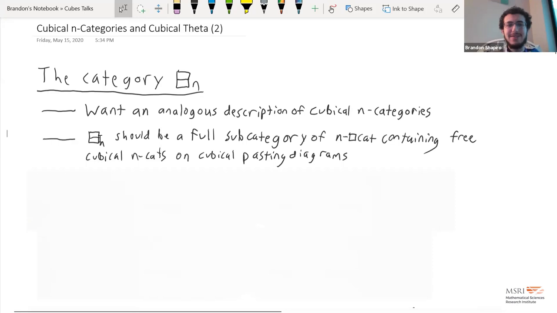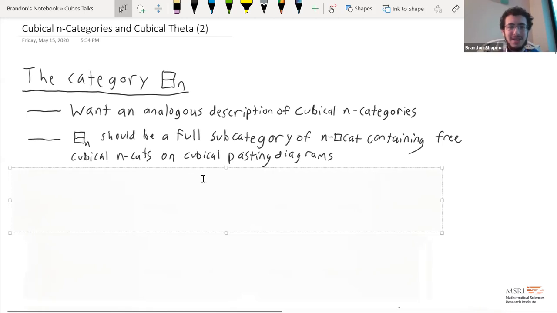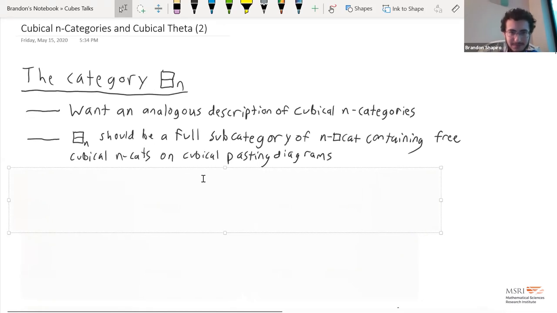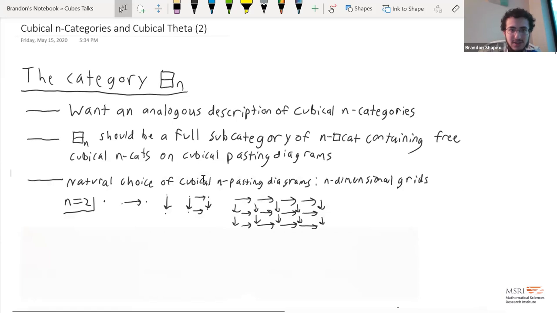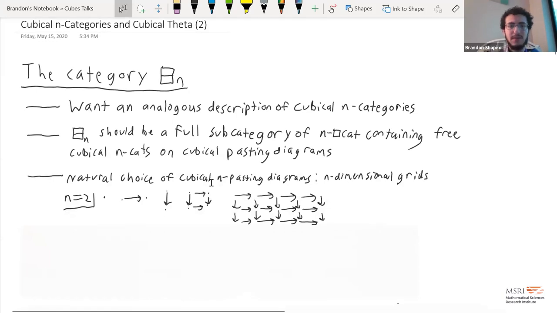So we're going to want to define this similarly as a full subcategory of cubical N categories, namely the ones that are free on cubical pasting diagrams. And as we'll see, deciding what cubical pasting diagrams should be is really the name of the game. So the first choice you might come up with, which is a pretty good one, is just grids of cubes.